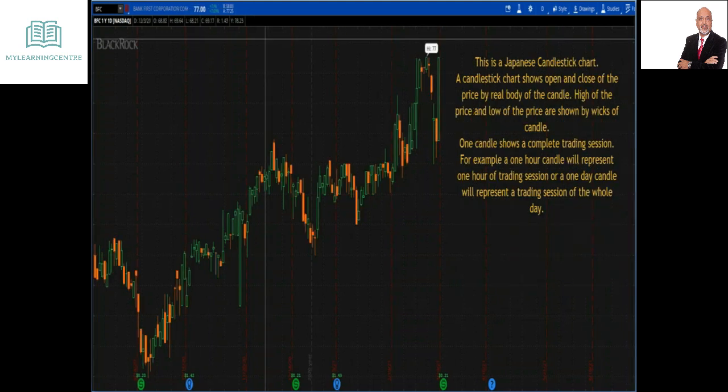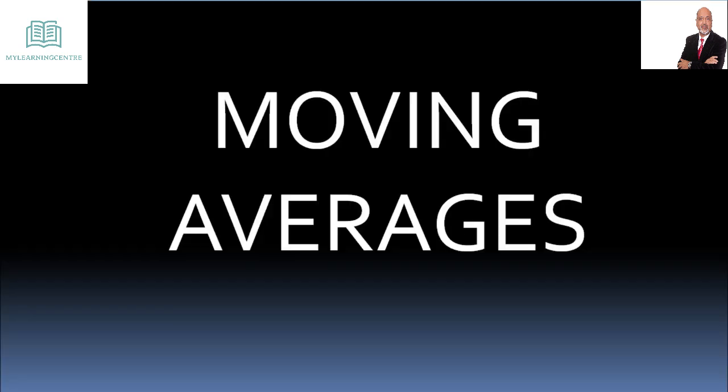This is a Japanese candlestick chart. A candlestick chart shows open and close of the price by the real body of the candle. High of the price and low of the price are shown by wicks of the candle. One candle shows a complete trading session. For example, a 1-hour candle will represent 1 hour of trading session, or a 1-day candle will represent a trading session of the whole day.